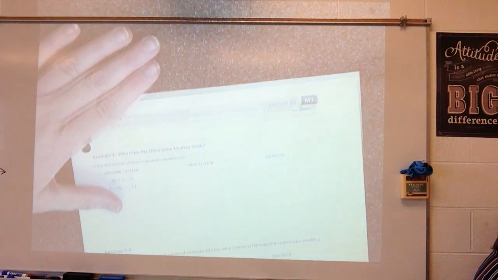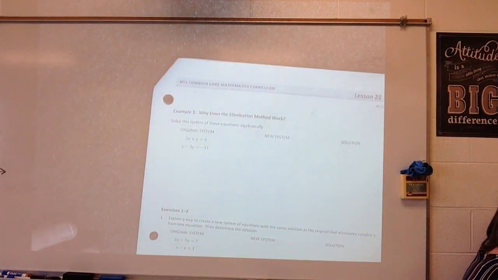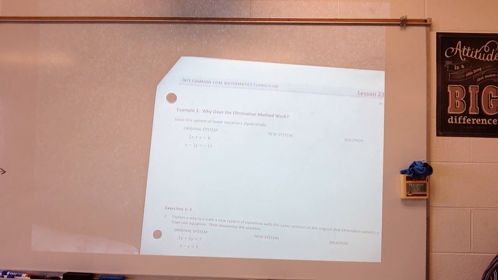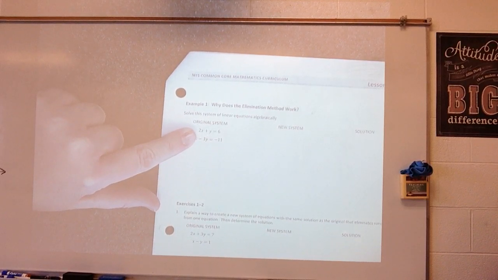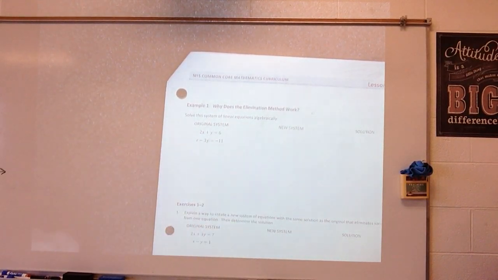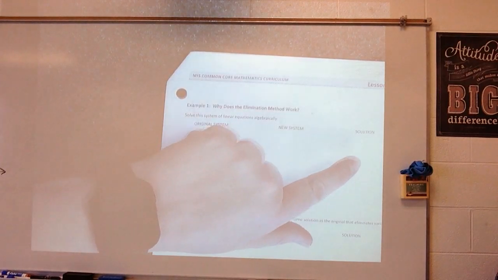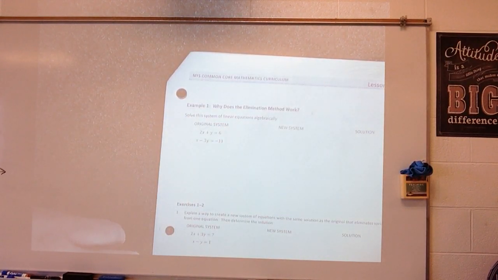Why does the elimination method work? Solve this system of linear equations algebraically. So here's my original system. Now it says let's create a new system, and then we're going to figure out our solution. So here's what I want to do.